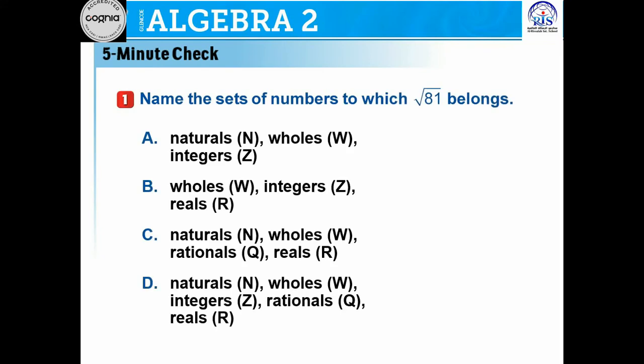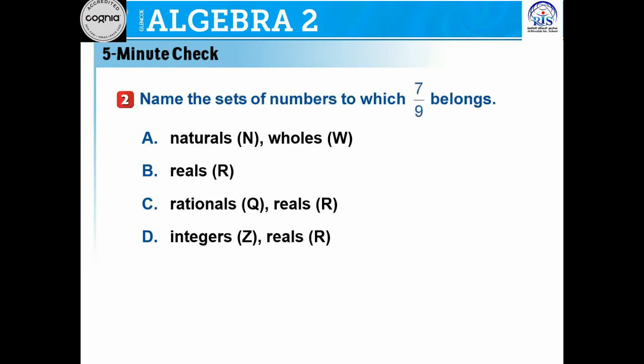First here, he wants me to find or to name the sets of numbers to which square root of 81 belongs. Of course, we have many groups of numbers like natural numbers, whole numbers, integers, rational numbers, real numbers, and so on. Square root of 81 can be a real number or natural number or whole number because square root of 81 is 9. Look here. Then square root of 81 is naturals, wholes, integers, rationals, and reals.